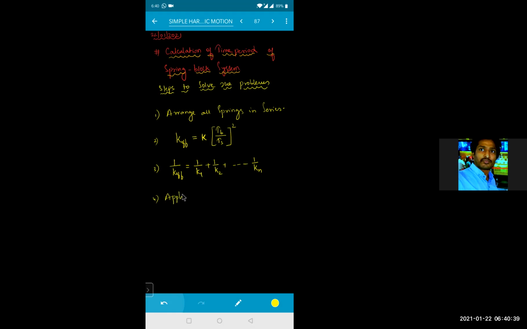Applicable for any springs, but only one block system. Okay, so it is applicable for what, beta? Applicable for any number of springs; you can take 2 springs, 3 springs, 4 springs, whatever it may be. It is applicable for any springs, but only one block system. Is that condition clear? Yes, sir.